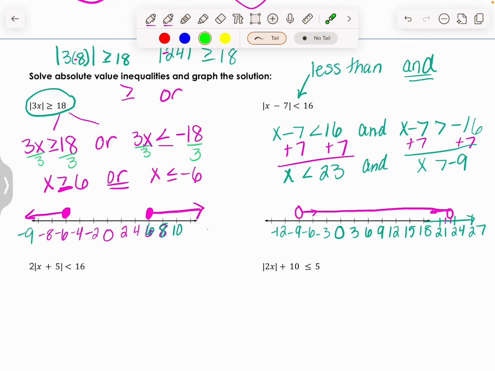So now if you pick any of the values between -9 and 23, but not including those two numbers, it will make this inequality statement true inside. So for example, 0 is an easy one to pick.